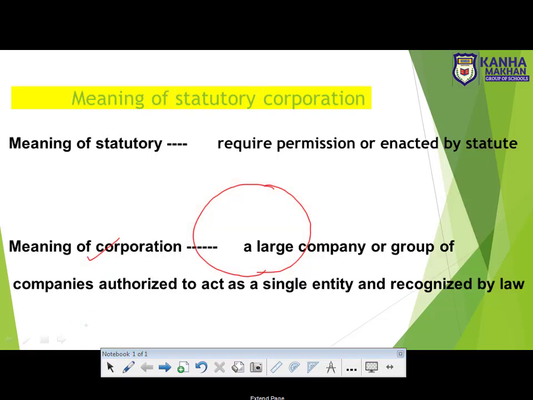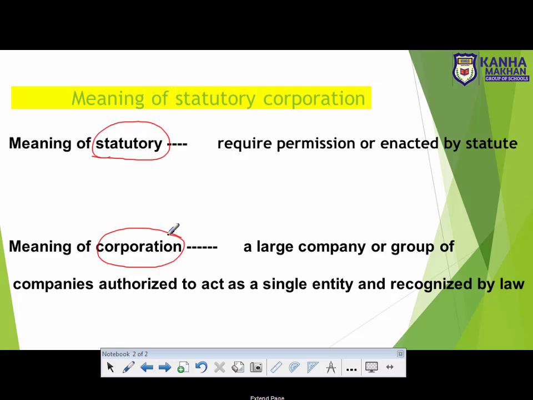What is the meaning of public corporation or statutory corporation? As you can see here, there are two meanings. First, the meaning of statutory, and second, the meaning of corporation. The meaning of statutory is anything which requires permission and which is enacted by statute. Statute basically means permission by law. So anything which requires permission and is enacted by statute, that means required permission by the law, that is the meaning of statutory.